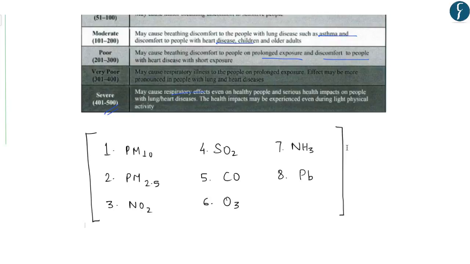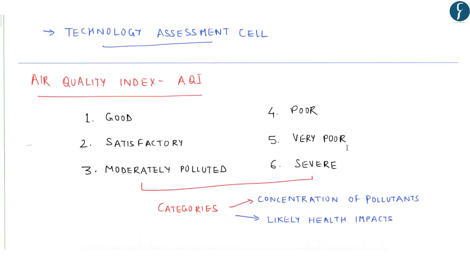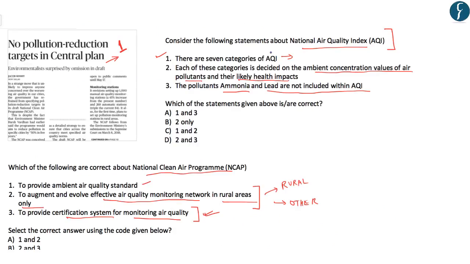So after going through all these initiatives under NCAP, let us come back to the questions which we had discussed earlier. So this question: consider the following statements about National Air Quality Index. There are 7 categories of air quality index. No, we know that there are 6 categories of air quality index. Hence, this statement is incorrect. Each of these categories is decided on the ambient concentration values of air pollutants and their likely health impacts. As we saw, this statement is correct.